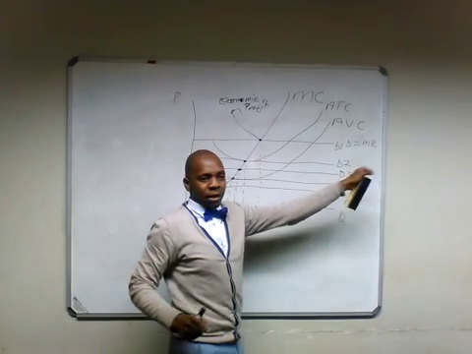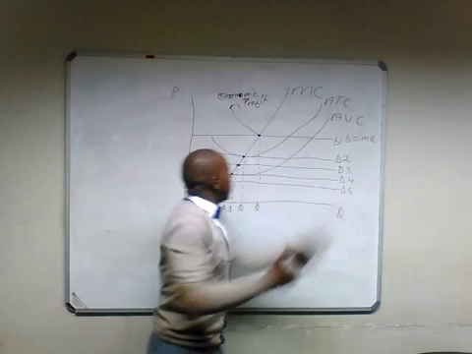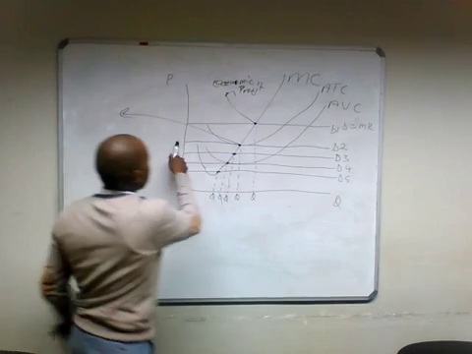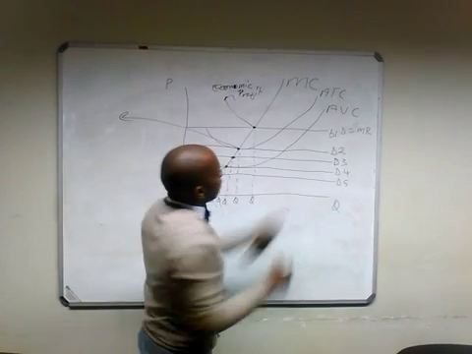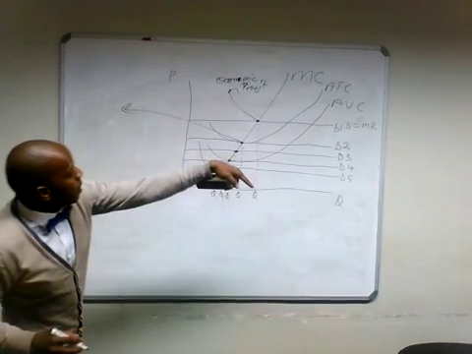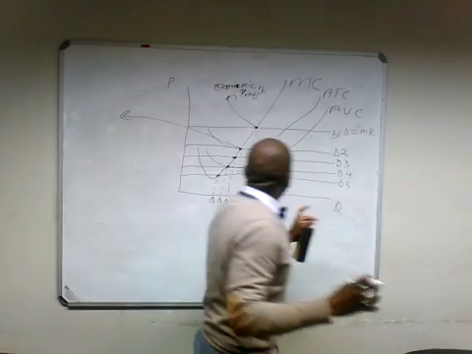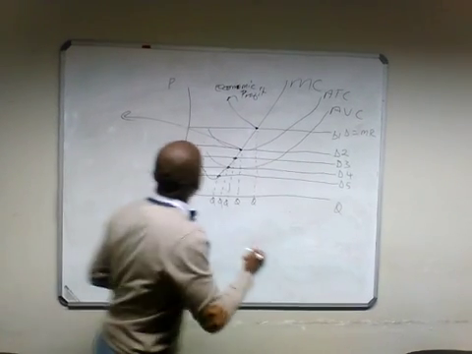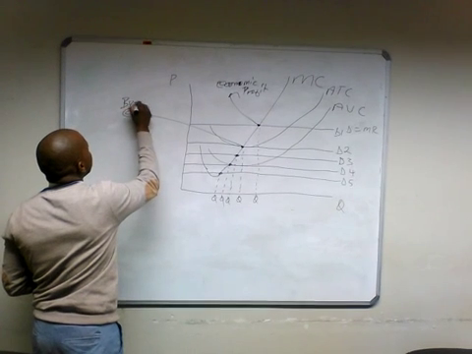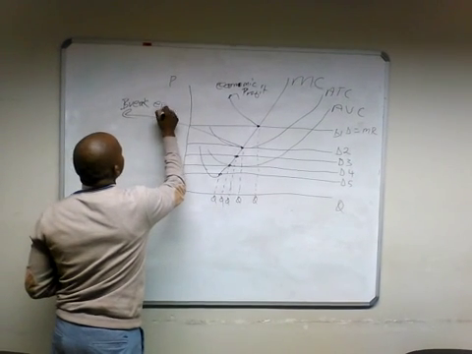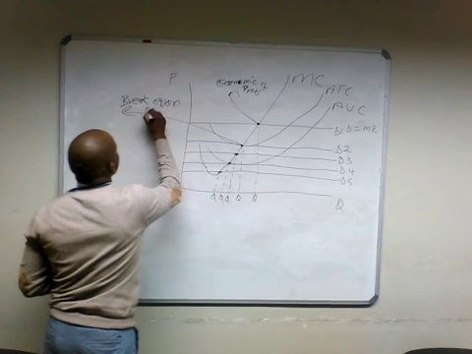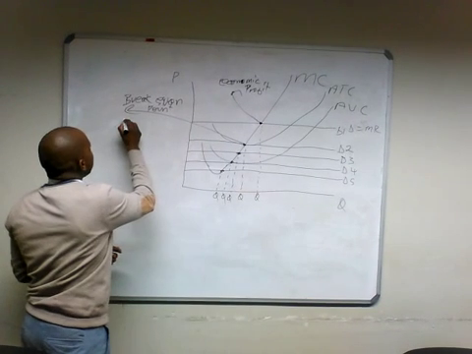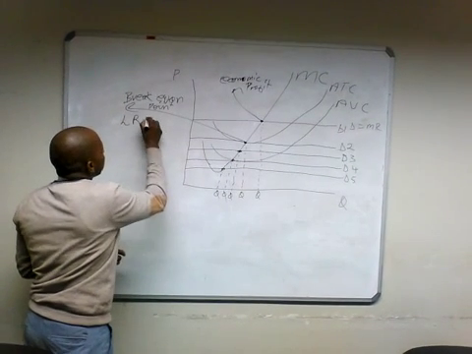What does point 2 tell us? D2. When you look at D2, you can see that the price is equal to the average total cost. It means that they are no longer making an economic profit. They are just breaking even. This is called a break-even point. It's just a break-even point, or you can say it's a long run equilibrium.